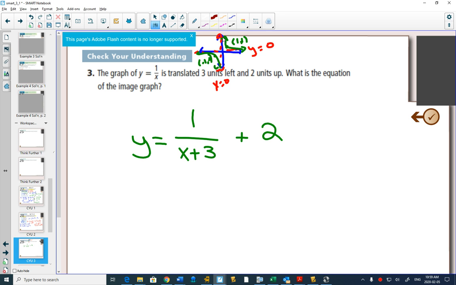Okay? Now, I think that the reciprocal graph is the hardest one to put things inside and outside the function, just because that x is on the bottom. I don't know why, but it seems to be the hardest one.